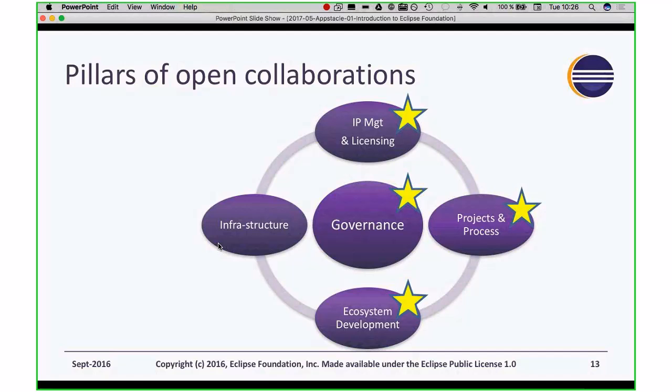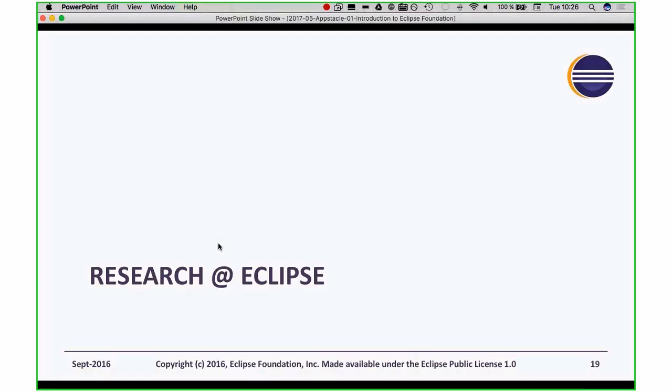We will talk during this session mainly about these four aspects. We won't talk too much about the infrastructure itself, even so, if you have some question, I will certainly mention them when I talk about the process. But mainly, we'll talk about four different aspects. I wanted to conclude this part with research at Eclipse.